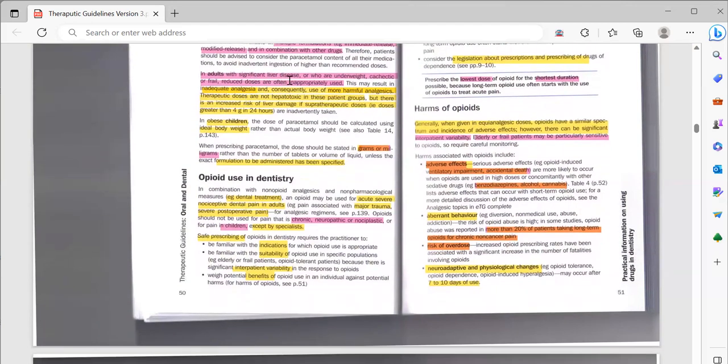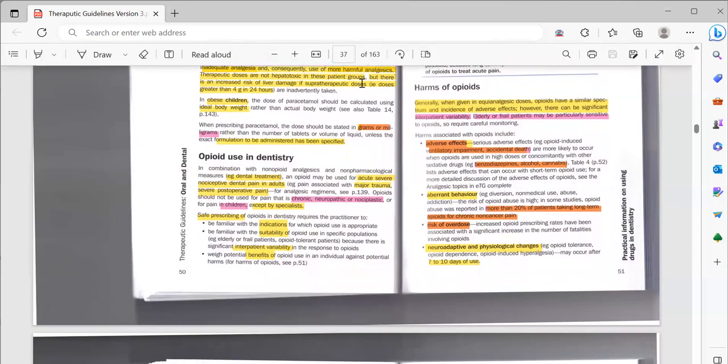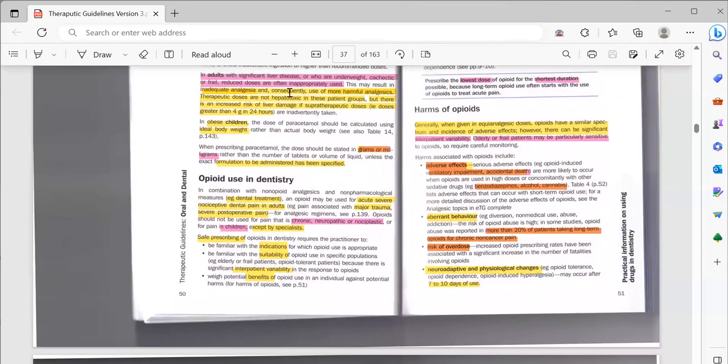In adults with significant liver disease or who are underweight, cachectic, or frail, reduced doses are often inappropriately used. So if the patient already has any liver disease, or is an underweight, cachectic or frail patient, we generally prescribe lesser doses of paracetamol, and that is inappropriate. This may result in inadequate analgesia and consequently use of more harmful analgesics.